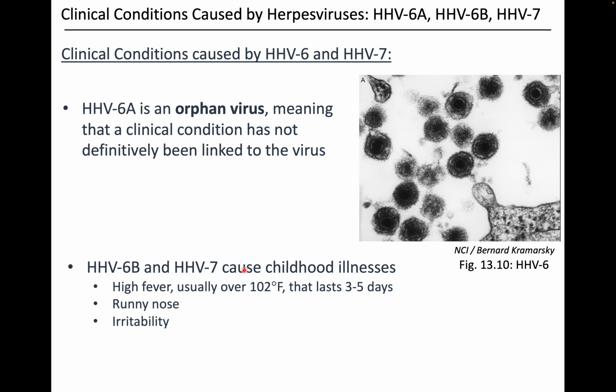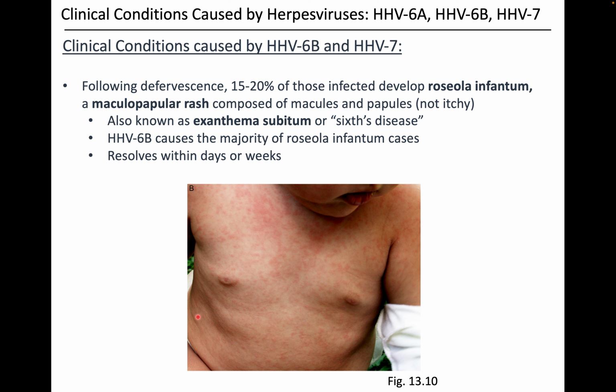6B and 7 can cause some fairly intense flu-like symptoms in some cases, where you get a pretty high fever lasting a number of days, a typical runny nose, irritability. But because this is usually in young children who may not be able to vocalize what's going on, a lot of times this may just be chalked up to a cold or a flu kind of situation. And sometimes you will get this maculopapular rash.